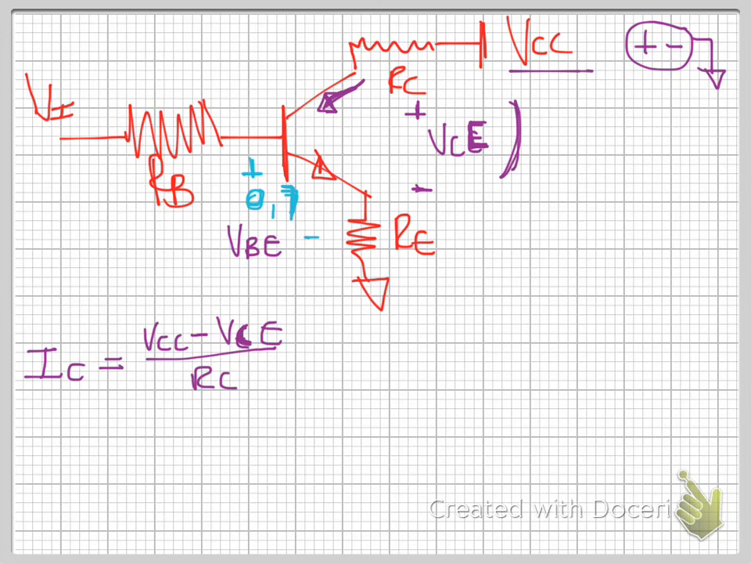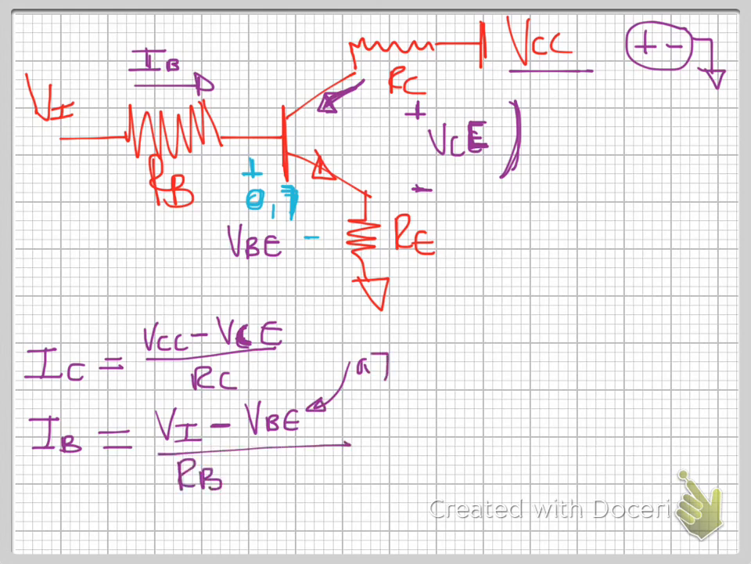And then you've got I of B, the current in your base, which is here. I of B is equal to V of I, your input, minus V of BE, which is your 0.7 volts, and then you divide by R of B, your base resistor, plus 1 plus beta times R of E. That's what I of B is equal to.